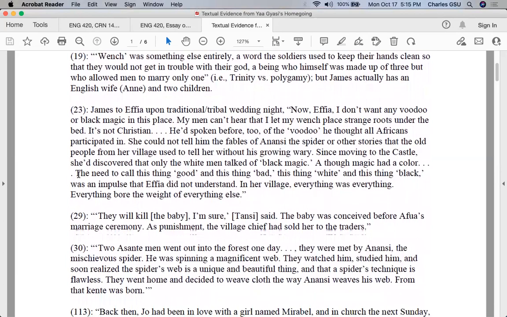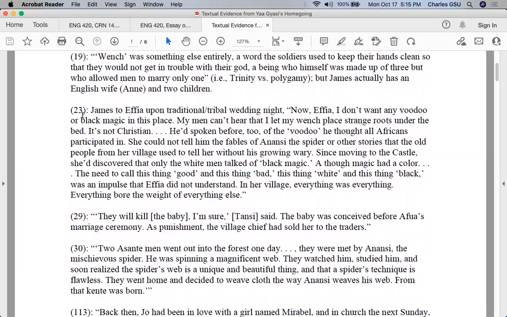Let's see. James to Aphia upon the traditional tribal wedding night. Now, they had one in the church, and then they were going to have another one to appease or placate Aphia's father.